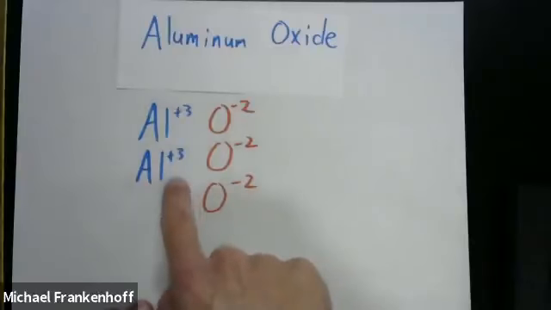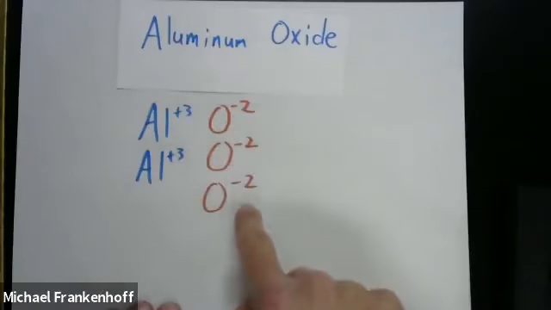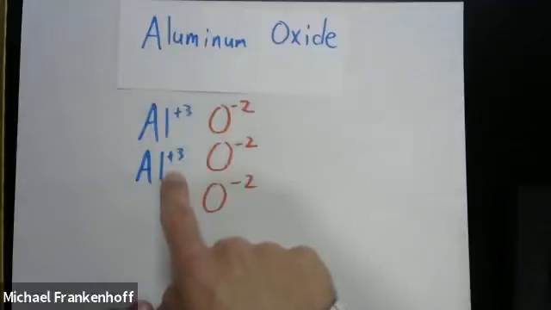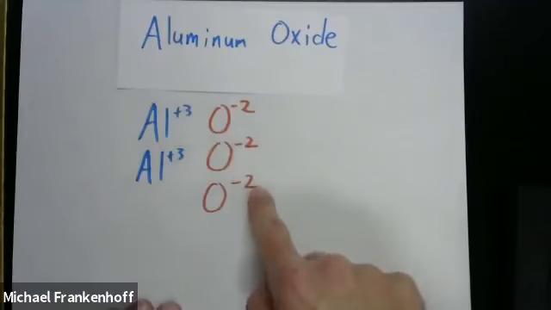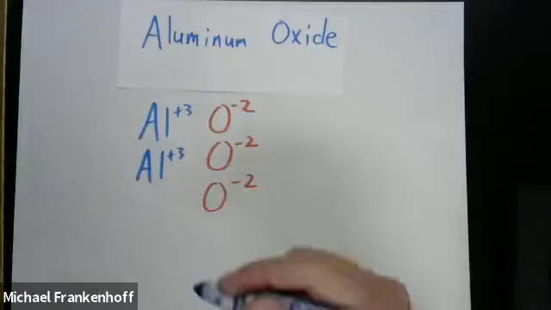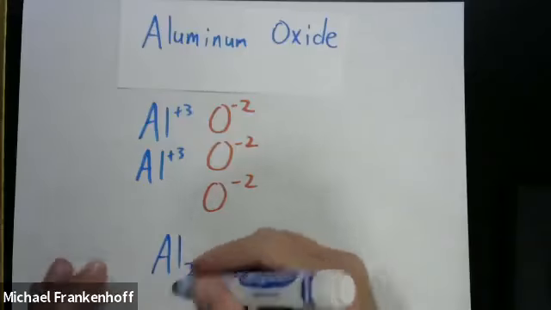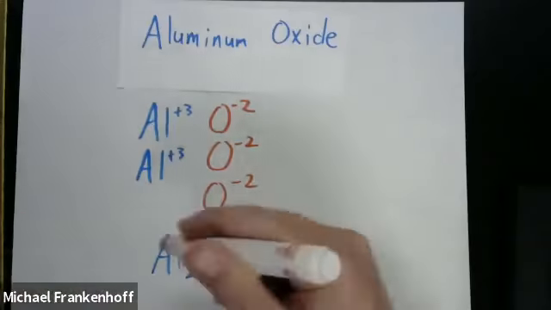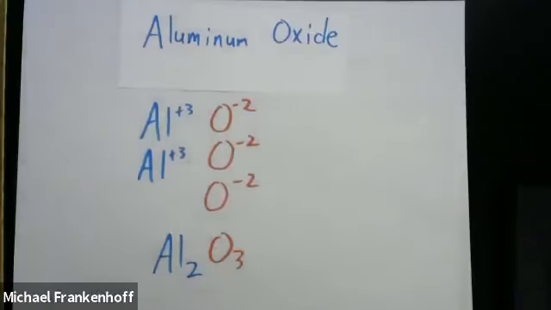So 2 aluminums will give us +6, and 3 oxygens will give us -6. So this formula is aluminum 2 and then oxygen 3. And so aluminum oxide there.